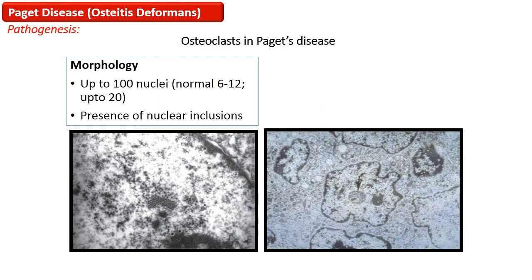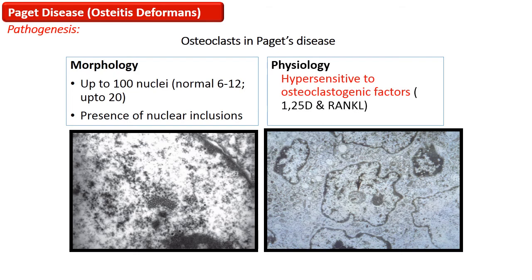The osteoclasts in Paget's disease have a distinctive morphology as well as distinct physiology. As we have discussed many times earlier, these are characterized by the presence of viral inclusions within the nuclei. That is evident by electron microscopy, as is seen in this left photomicrograph, and also these osteoclasts physiologically are very hypersensitive to osteoclastogenic factors such as vitamin D and RANK ligand.